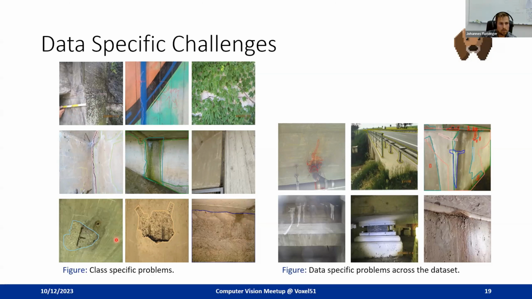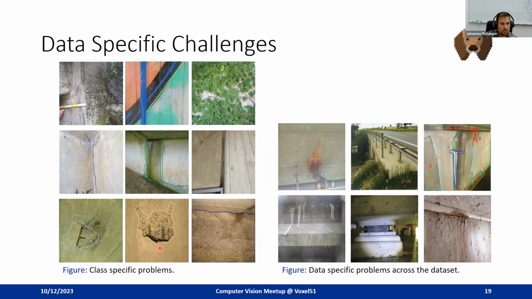Then I also want to show you the last row. You can see here 3 different defect types. On the most left side, you can see spalling. In the middle, you can see rock pocket. And on the most right side, you can see washout concrete corrosion.